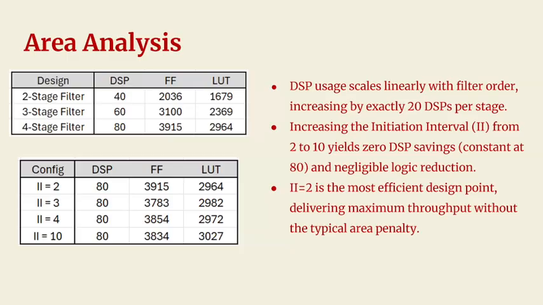The bottom table looks at the effect of changing the pipeline initiation interval while keeping the filter order fixed. What we see is that the DSP usage stays constant and that FF and LUT counts fluctuate only slightly.